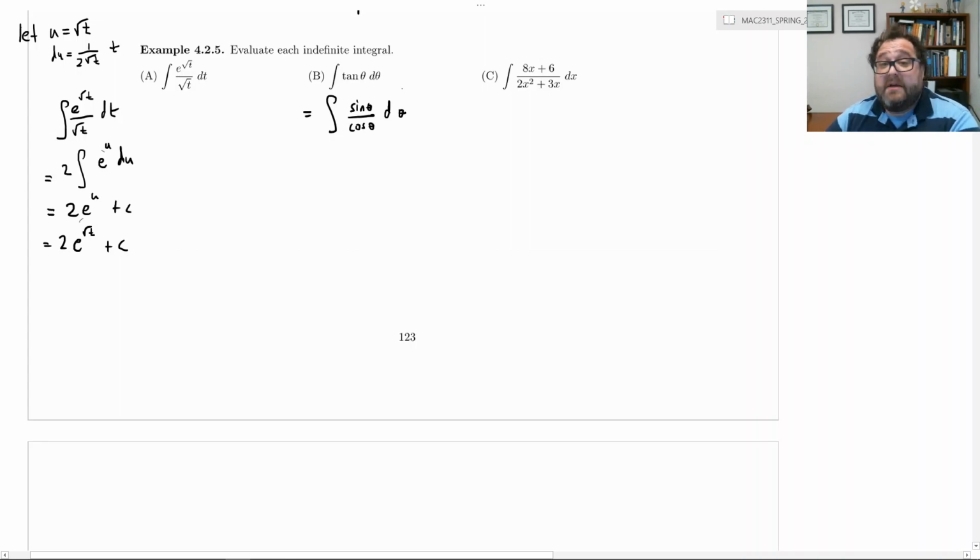Now, it's still not composite. It's still sine over cosine, just a quotient. But one tool that you need to keep in your toolbox, especially when you have quotients, is the fact that the antiderivative of 1 over x equals natural log absolute value of x plus c.